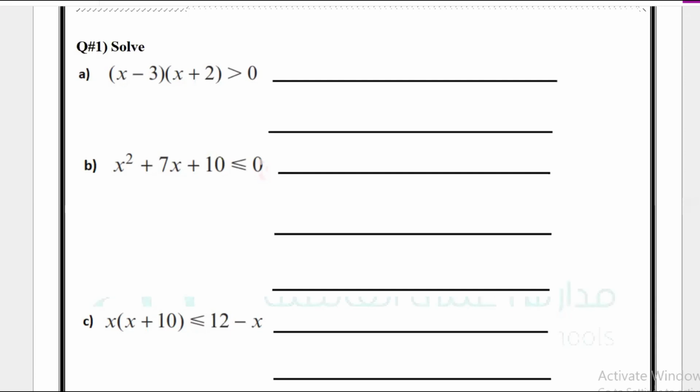In this video, we will discuss the worksheet of the topic quadratics and functions as well. So here we have question number 1. As you can see, (x minus 3)(x plus 2) is greater than 0. So we will move on to critical values first. And the critical values are x is equal to 3 and x is equal to minus 2.